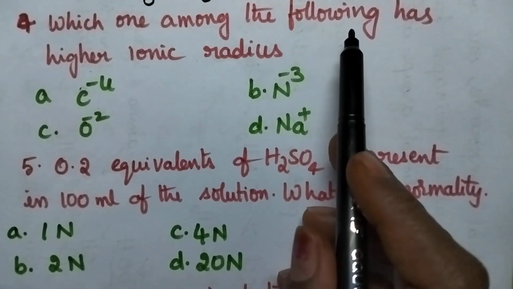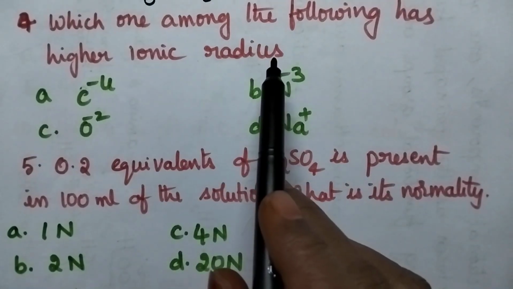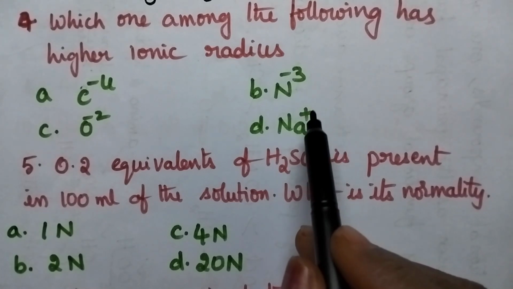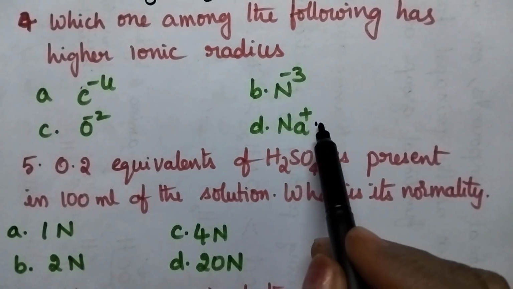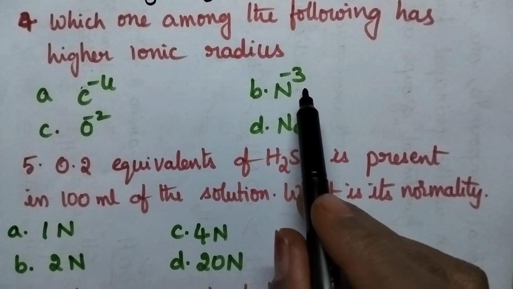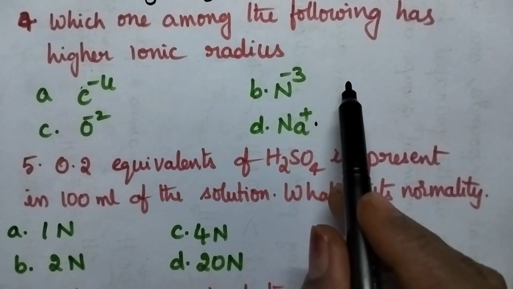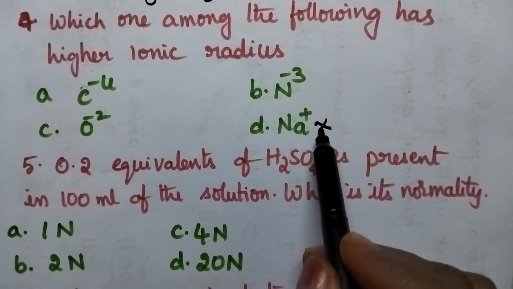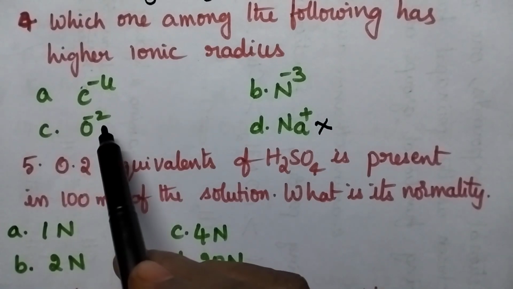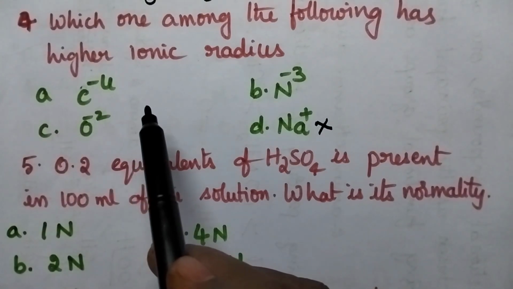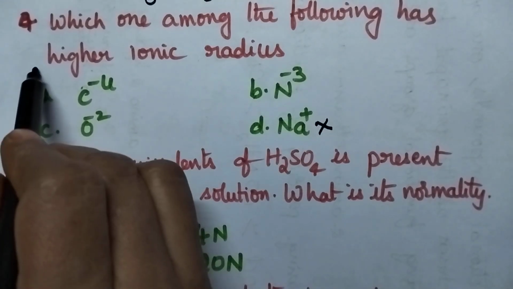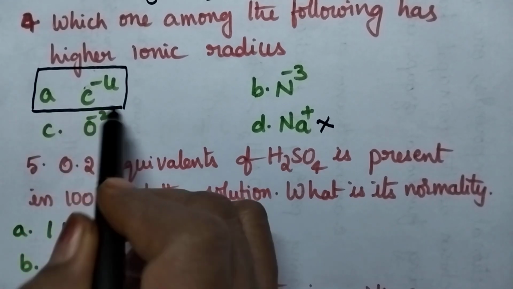Which one among the following has higher ionic radius? Whenever we compare neutral atom with that of cations or anions, cations will have smaller size than the neutral atom, whereas anions will have larger size than the neutral atoms. So sodium will not have large ionic radius. Coming to the options A, B, C, here the ion with greater ionic charge will have greater ionic radius. So option A, that is C4-, will have high ionic radius.